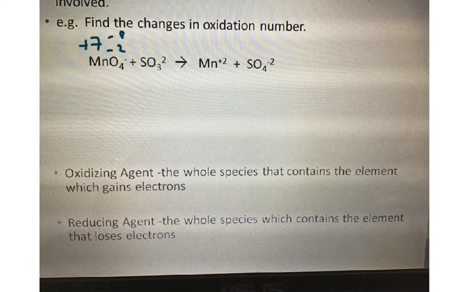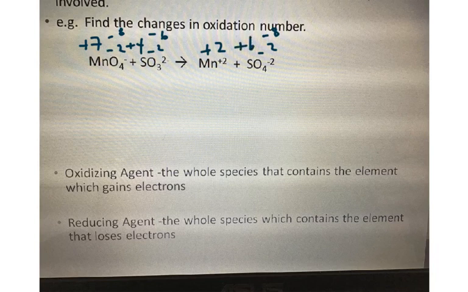I'm going to fix that 8 a little bit here, a little bit more like an 8. Then we have -2 for oxygen here, times 3 is -6. Now this has a charge of -2, so that means S is +4. This would just simply be +2. This is going to be -2, -8, and then S will be +6.